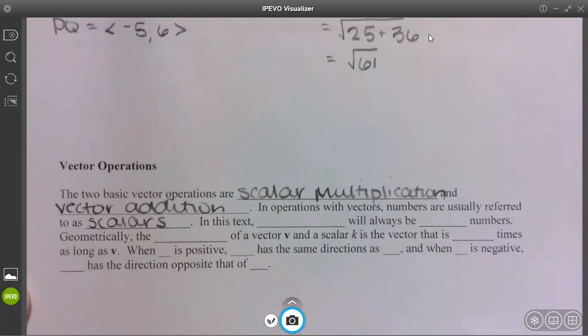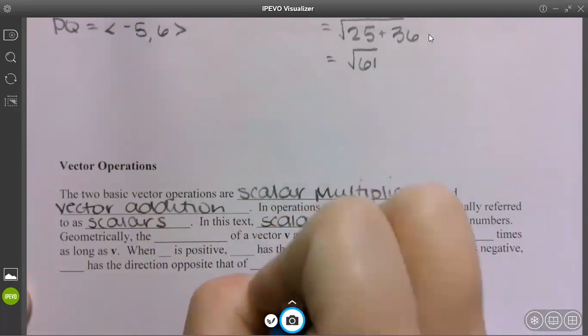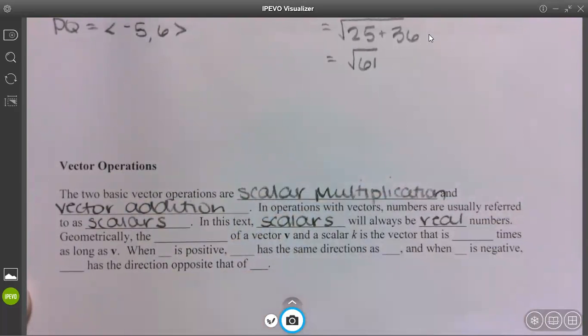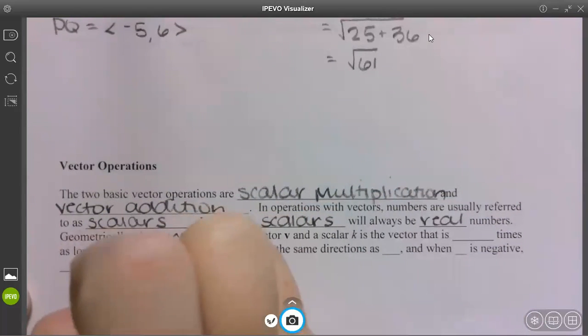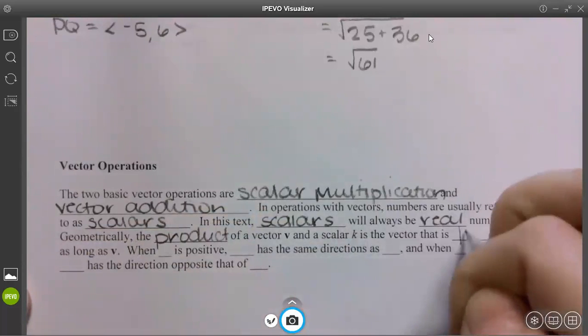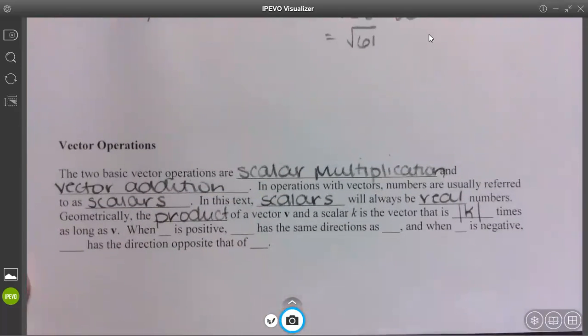And you learned about scalars a long time ago, even if you don't realize it. I've taught scalars in Math 1. So again, it's just what you multiply by. In this text, scalars will always be real numbers. Geometrically, the product of a vector v and a scalar k is the vector that is absolute value of k times as long as v.